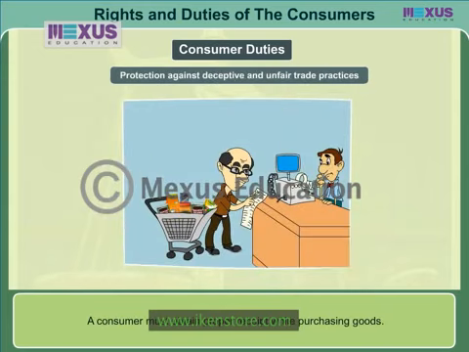Protection against deceptive and unfair trade practices. Consumers must take care of obtaining a proper receipt at the time of purchase of goods to eliminate unfair trade practices up to a certain extent. Taking a receipt ensures that the transaction is recorded in the books, and this record can be referred to as an evidence of purchase in future.